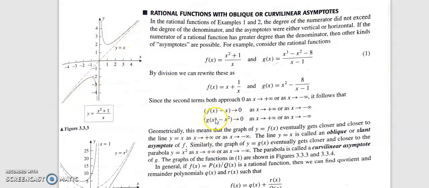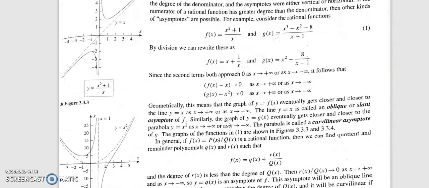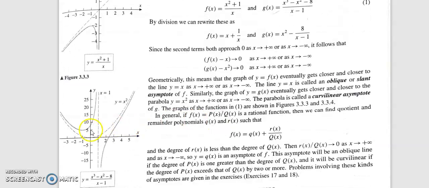Now in the second case, our curve g of x is approaching the curve x square, not a line but a curve. So that is no more a line now. Such asymptotes are called curvilinear asymptotes. Look at the second graph: y equal to x square is a parabola.